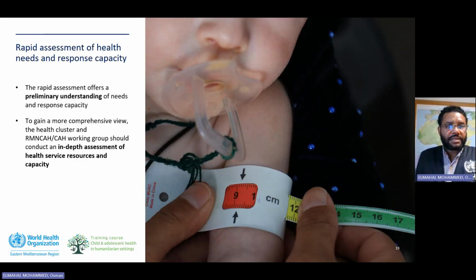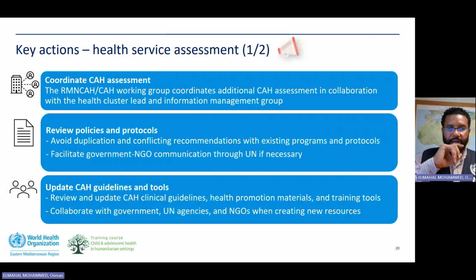The rapid assessment offers a preliminary understanding of need and response capacity, and to gain a more comprehensive review, the health cluster and the working group should conduct an in-depth assessment of health service and resource capacity. We need to understand what capacities and resources we have. The working group needs to work closely with the health cluster people in order to have a clear understanding of what resources we have in the emergency.